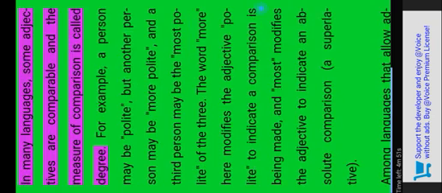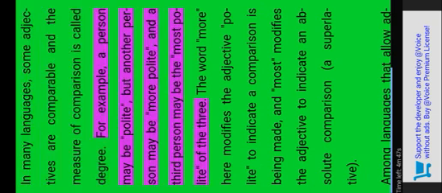Comparison, degrees. In many languages, some adjectives are comparable and the measure of comparison is called degree. For example, a person may be polite, but another person may be more polite, and a third person may be the most polite of the three.